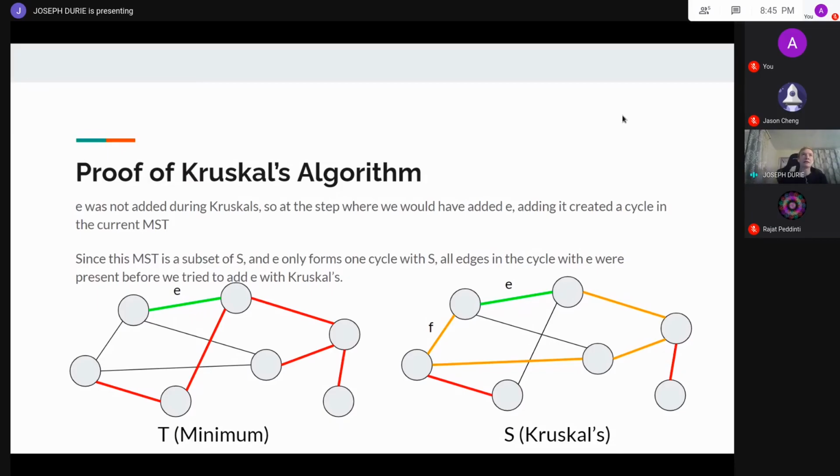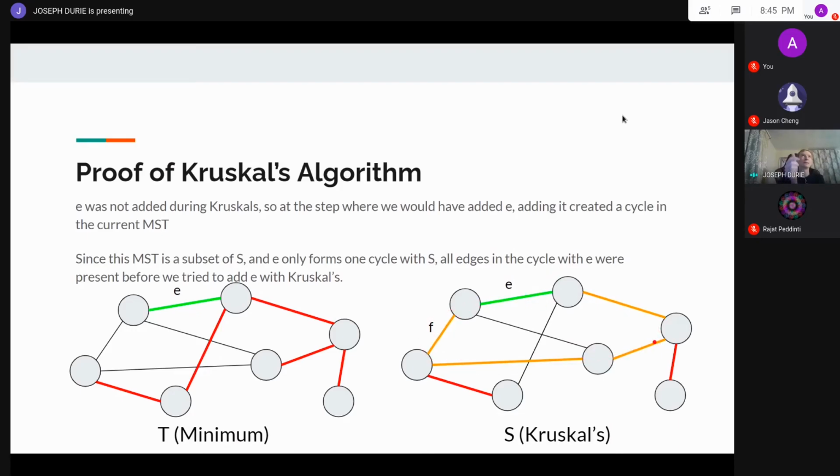But the fact that we did add it meant that there were edges there that were placed before E that formed a cycle. And again, like we talked about before, this S union with E only contains one cycle. This is the only cycle in this graph, basically. So if adding E produced a cycle with that subset of the MST, right? Because all the edges that were there in the MST at that point were there in S at the end. So if we create a cycle at that point, then that means we had to have completed this cycle.